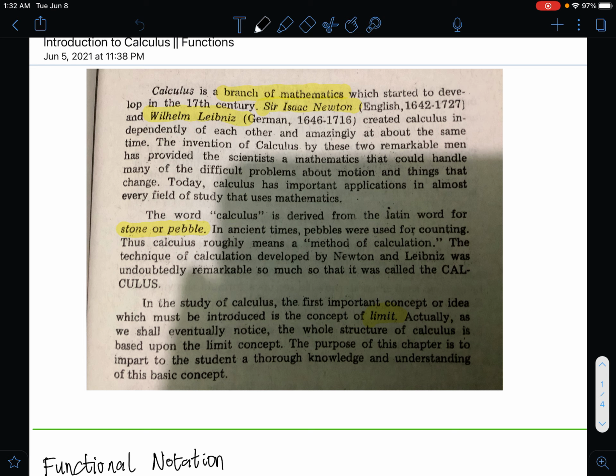The word was derived from the Latin word for stone or pebble, because in ancient times, pebbles were used for counting. So calculus is a Latin word. In the study of calculus, the first important concept is the concept of limit, which we will discuss in the second video.